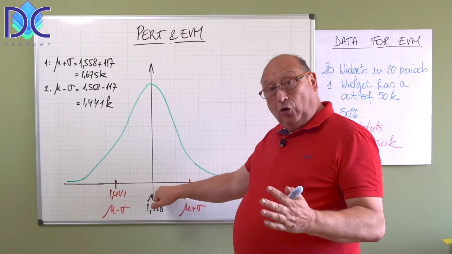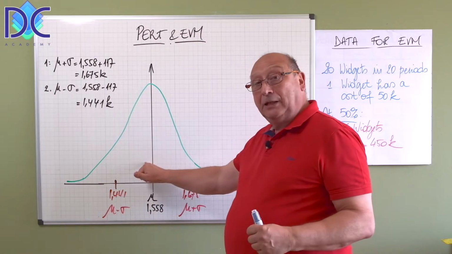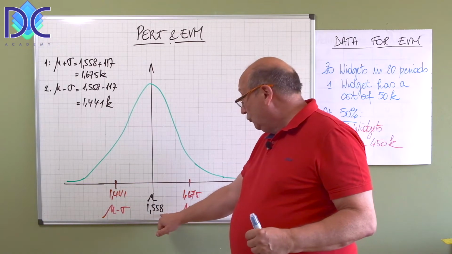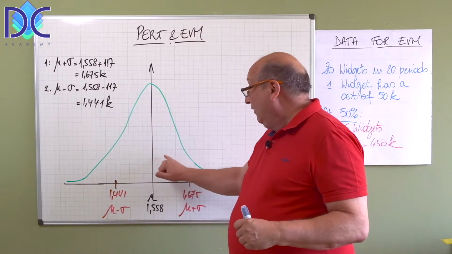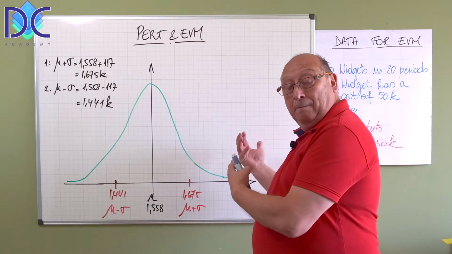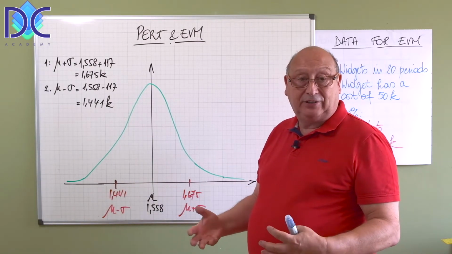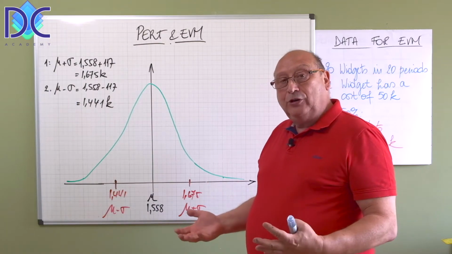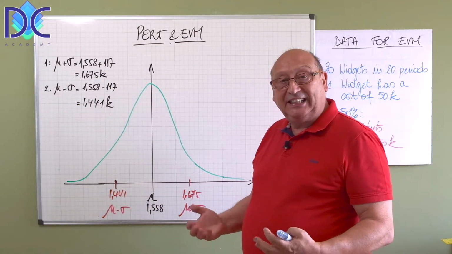We know when we have a normal distribution that with the average we have a 50% probability that the cost will be less than 1,558K and 50% that it will be more. But we want to have a better indication. And when you remember the normal distributions, we also had confidence intervals.